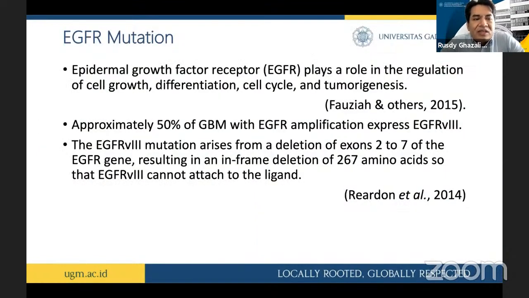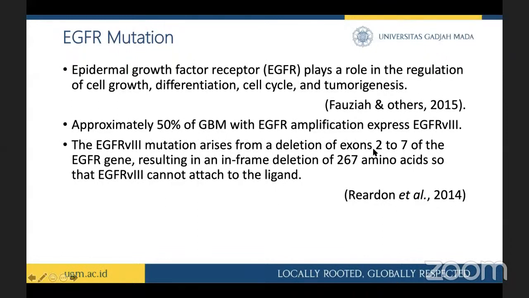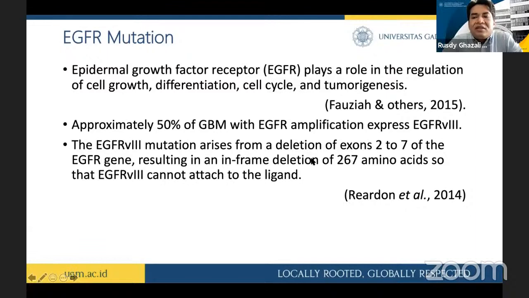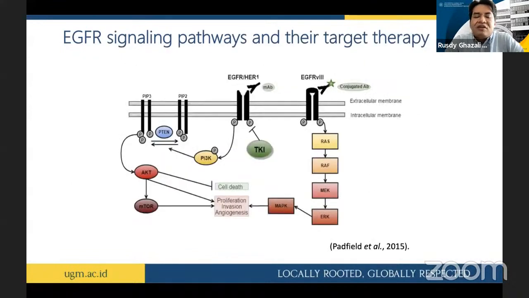All right, the next mutation, which is also important but rarely studied in Indonesia, is the epidermal growth factor receptor. I will not explain in detail about this. The point is that there will be deletion of exon 2 to 7 of the EGFR gene, which will result in in-frame deletion of 267 amino acids, so that this protein cannot attach to the ligand, and this will cause the signs and symptoms that the patients have.